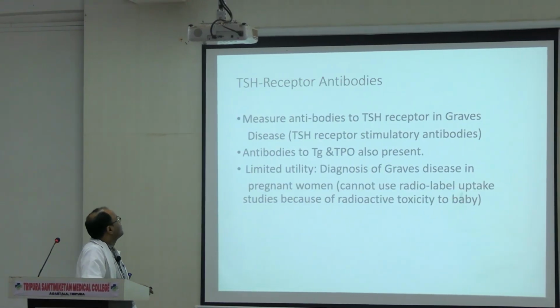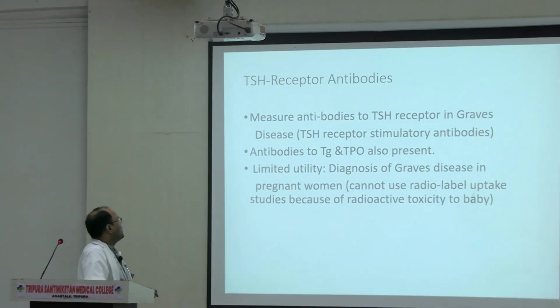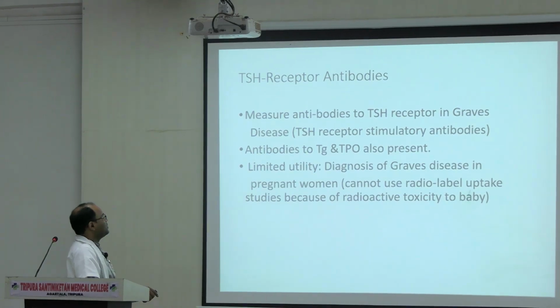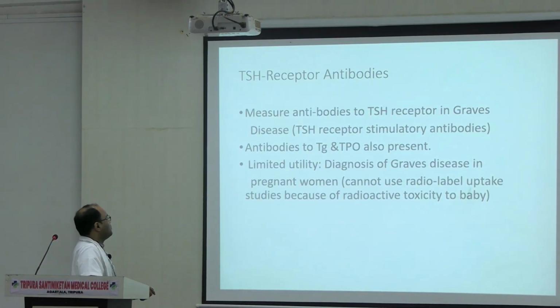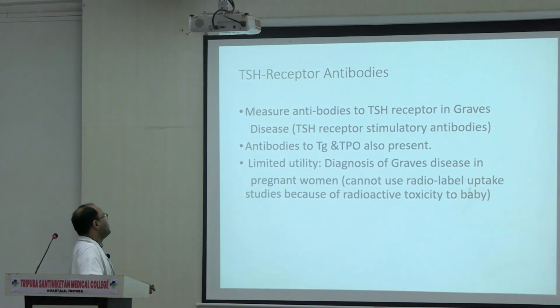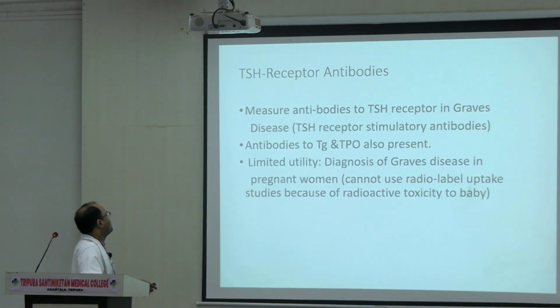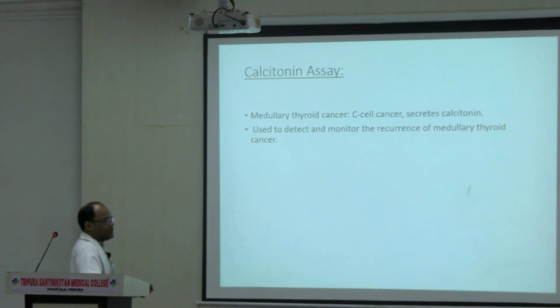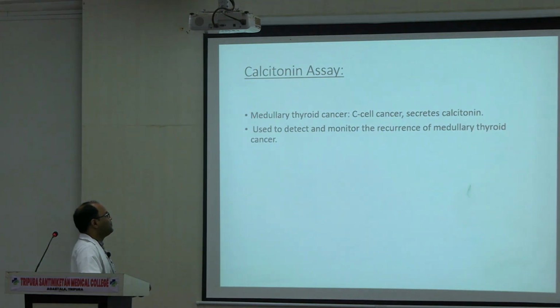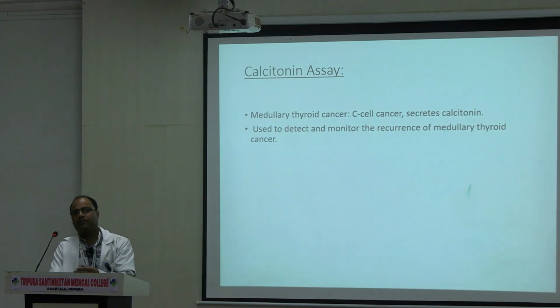Next, this is not so important. Just look at this slide. TSH receptor antibody, we do not do it regularly. Next is calcitonin assay to see if the patient is suffering from medullary thyroid cancer. Calcitonin is a hormone secreted from parafollicular cells of the thyroid gland.